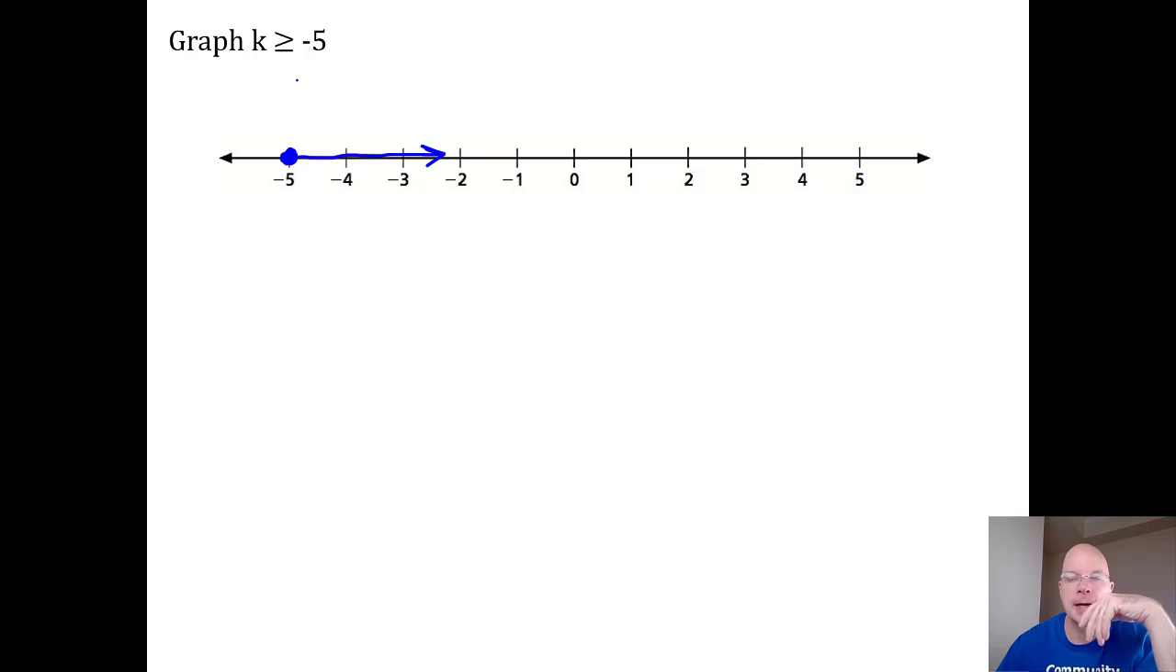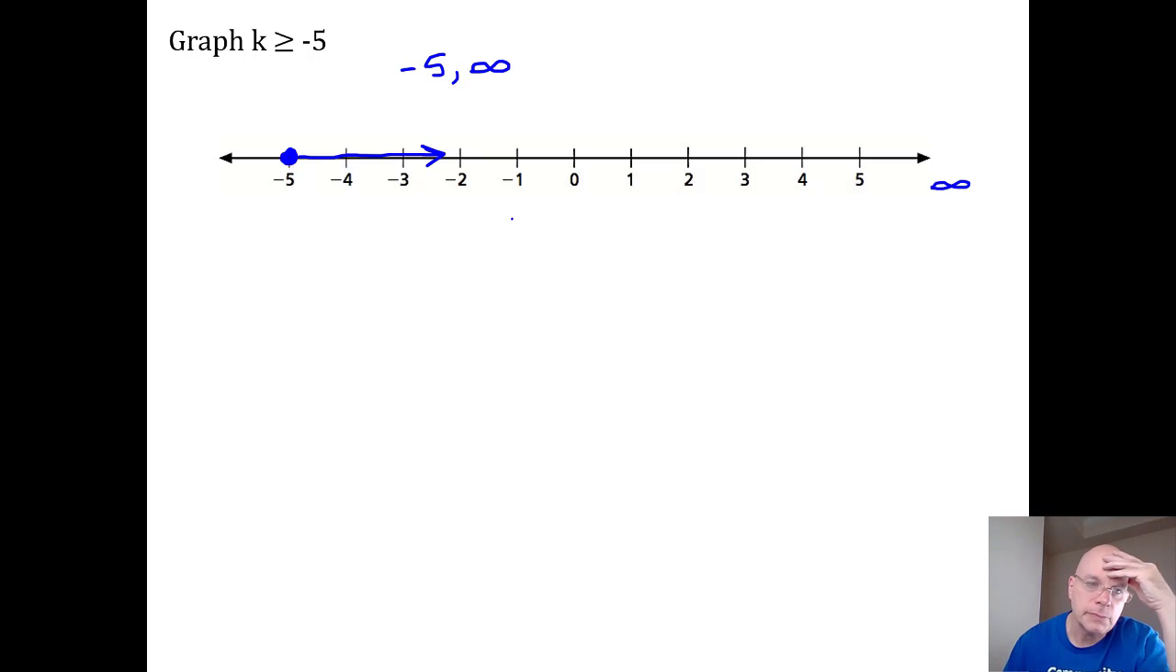Now the solution set means what are all the possible values of k. You start with the least possible value, which in this case is -5. Then you put a comma and you go all the way up to the greatest possible value. Well, what is the greatest possible value? That arrow goes to the right forever. So where does it end? It never ends. Positive infinity is where it ends, or doesn't end. But you indicate that the greatest possible value is positive infinity.